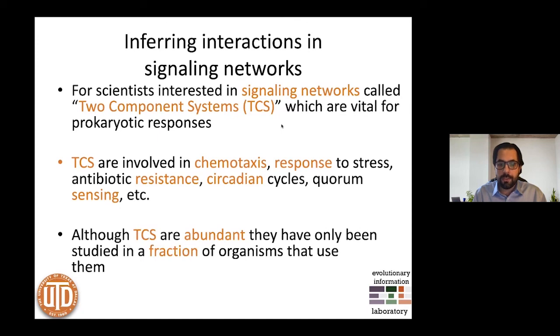Now, although these two-component systems are really abundant, because they're in a big percentage of bacterial systems, they have only been really studied in a fraction of organisms, those model organisms that are typically studied, but these are really prevalent in thousands of organisms. Sometimes when someone is interested in a new organism, they might not have all the details because no one has really studied those in this new organism.